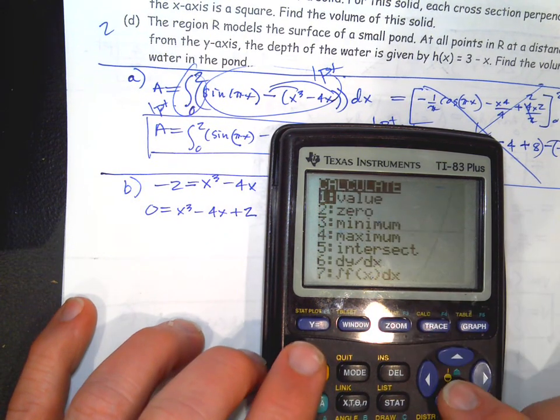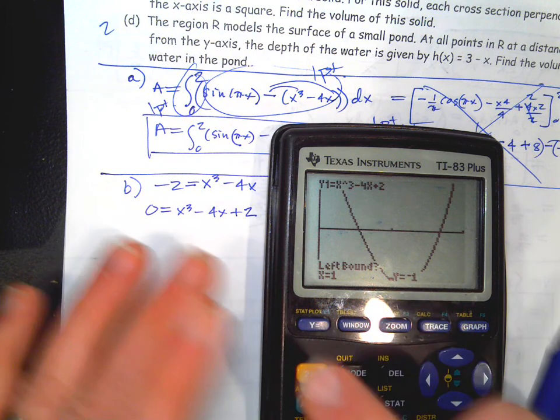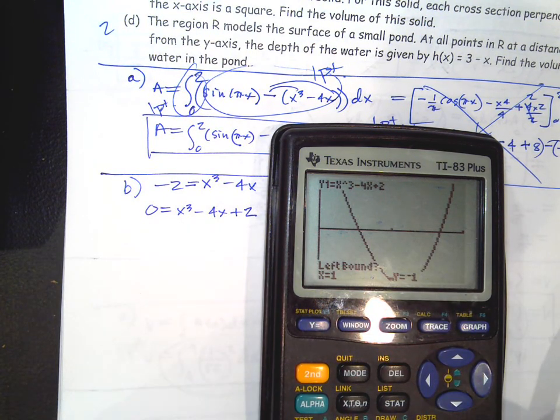So there's one answer and there's the other answer. So second calc, 0. This is all work I don't have to write down. Left bound, I would say, well, it's between 0 and 1. I'm going to guess 0.5.